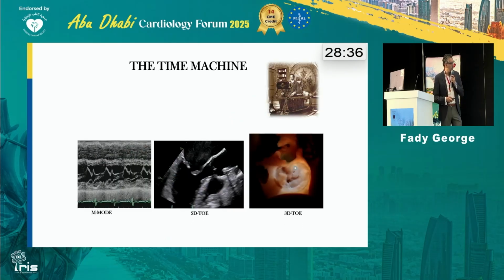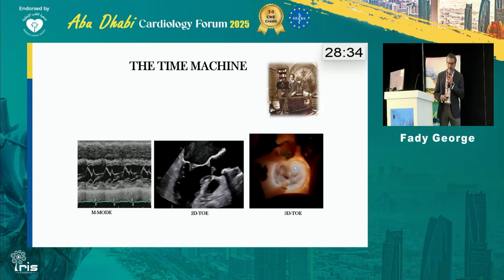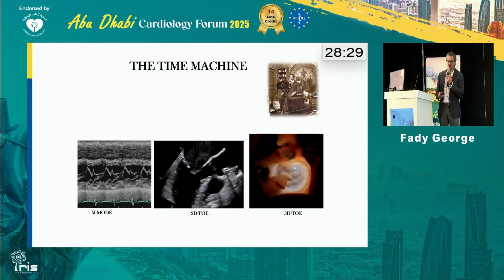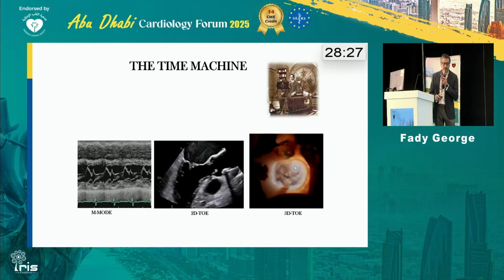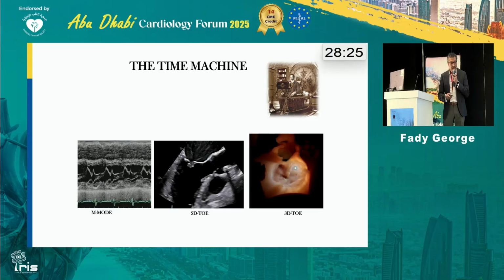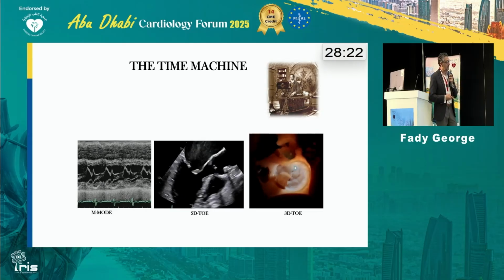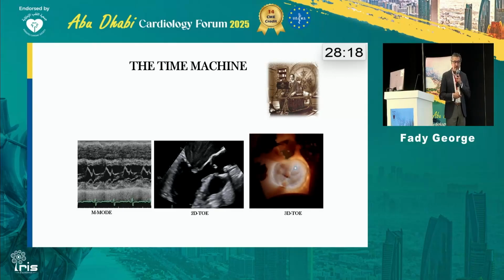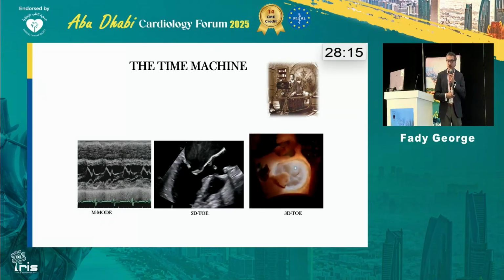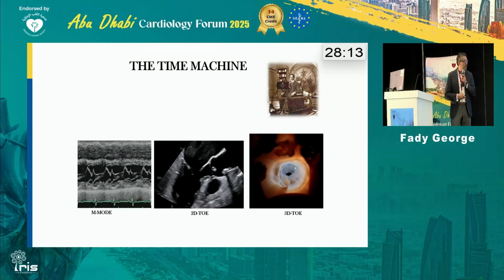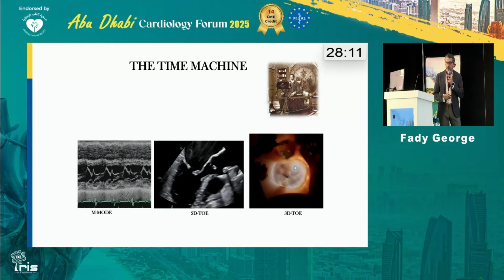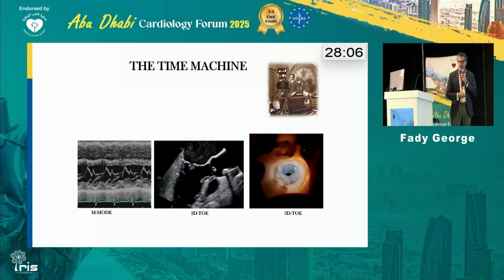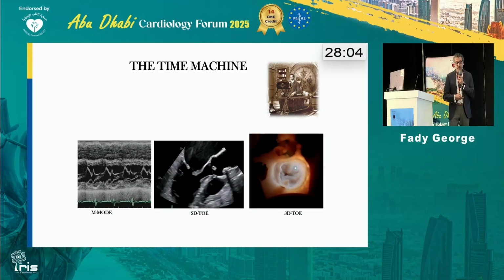So let's go through the slides and see through the time machine of the echo, where Professor Edler in 1952, who is regarded as the father of echo, invented first of all the M mode. So you can see that starting from 1952, there was only M mode. And then after more than 10 years, they started to have a 2D after the technology evolved. And then first human 3D TE was reported in 1992. So that was still a long time back, not the 3D, the 2D TE.